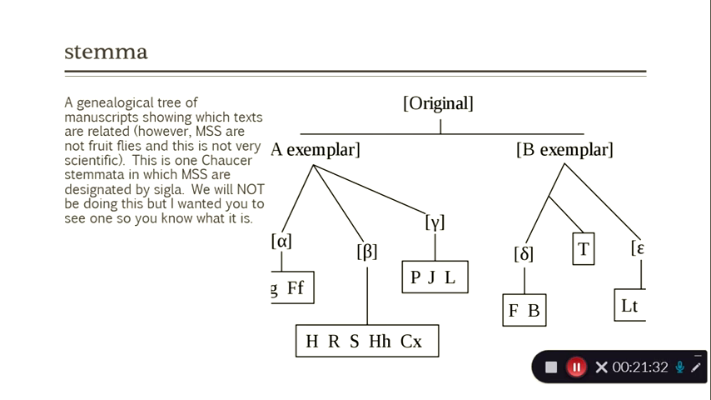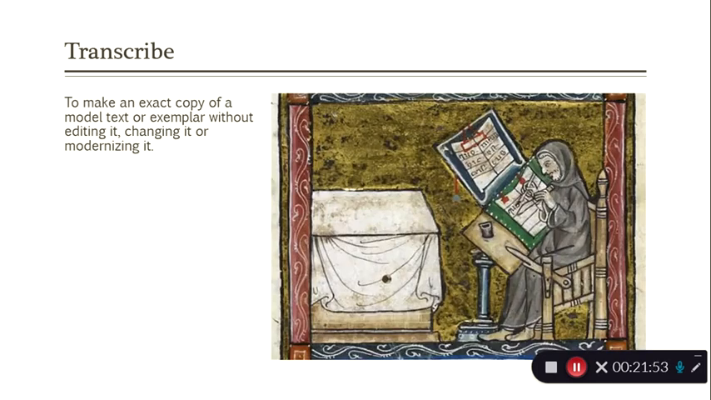To transcribe. To transcribe means to copy exactly what you see. You are not editing it. You are not correcting it. You are just copying it. So when you transcribe a short text, medieval text, early modern text, you are making an exact copy of the text that you see before you without editing it, changing it, or modernizing it.